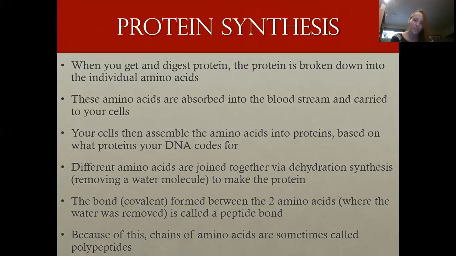So with proteins, we have a special name for it. We call it a peptide bond, just because a chain of amino acids is called a polypeptide. So the bond in the middle of it is called a peptide bond. The polypeptide is then folded up to make the final product of the protein.